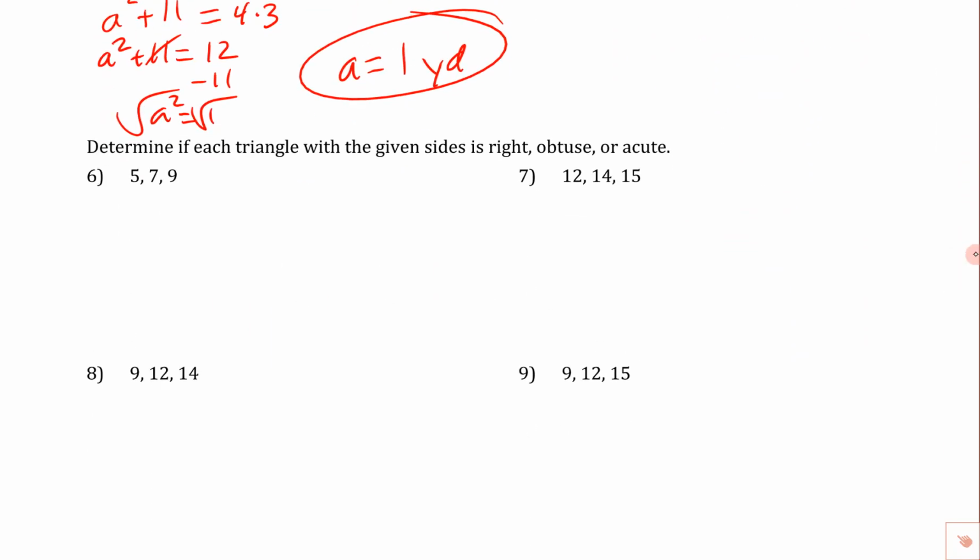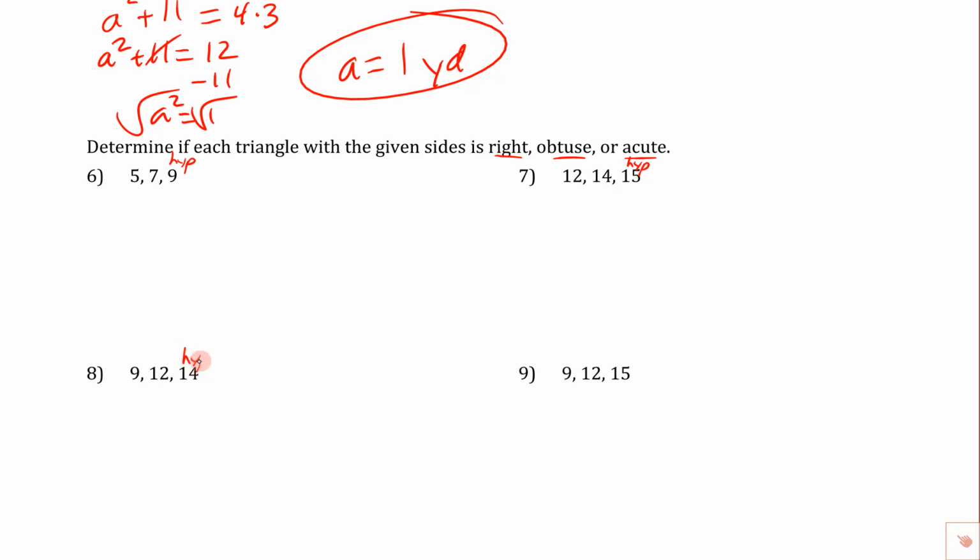Let's take a look at these guys right here. So on 6 through 9, it just says determine if each triangle with the given sides is right, obtuse, or acute. So remember what we do here. We look through here and we identify the possible hypotenuse. Which one could be the hypotenuse? Okay, so I'm going to write HYP by that one right there because it's the longest.